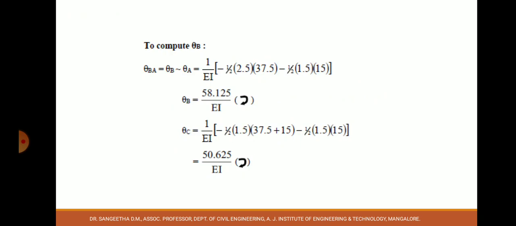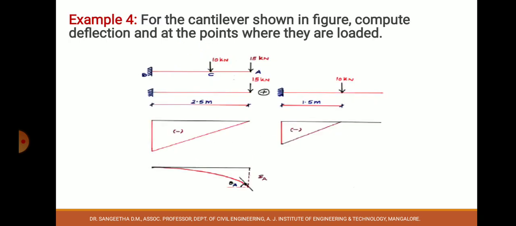Similarly theta C. Theta C is an intermediate point, so you have to consider the things which are before theta C, that is, between theta B and C zone.